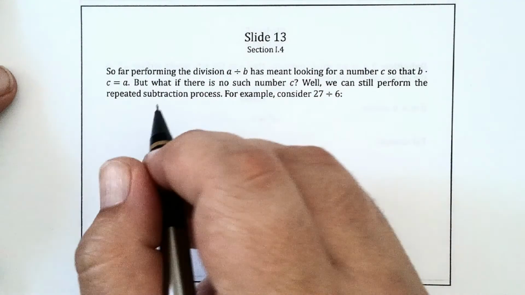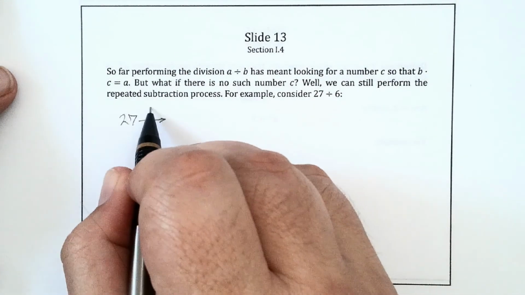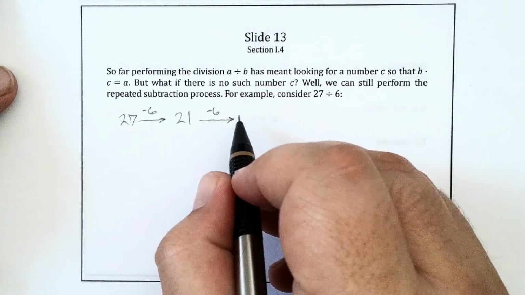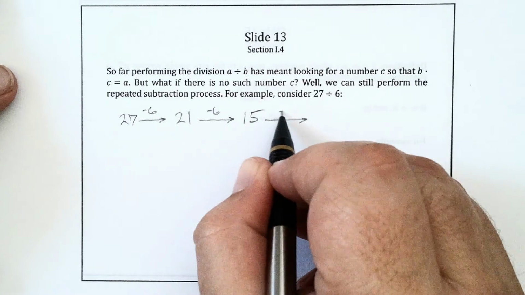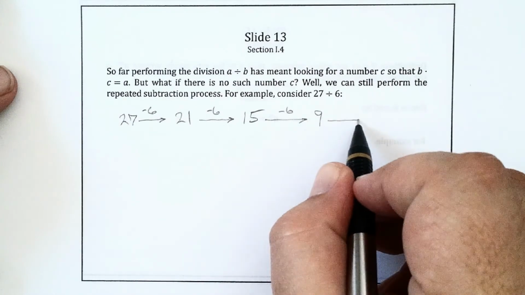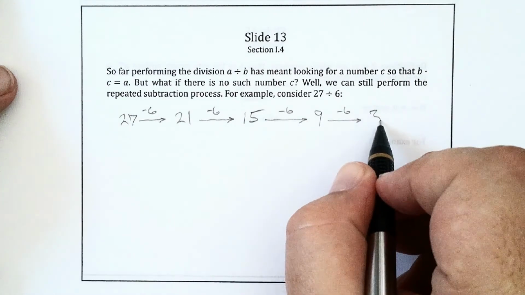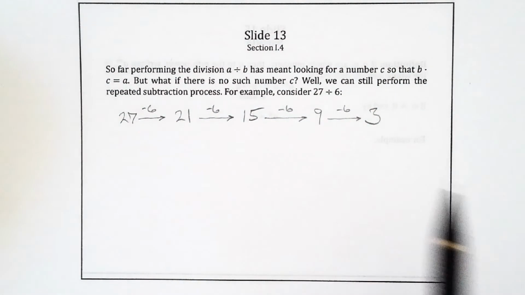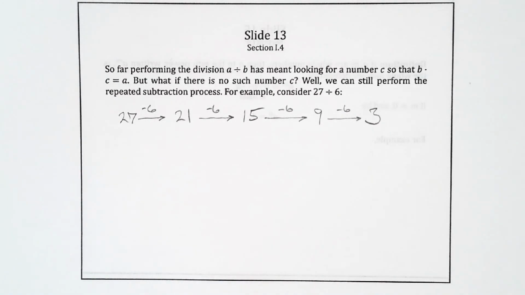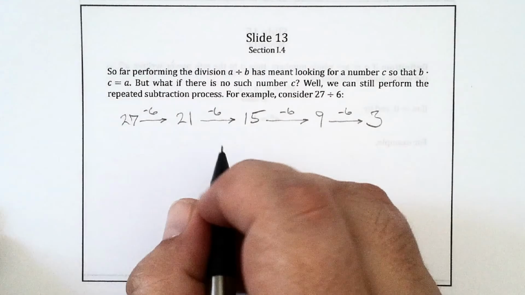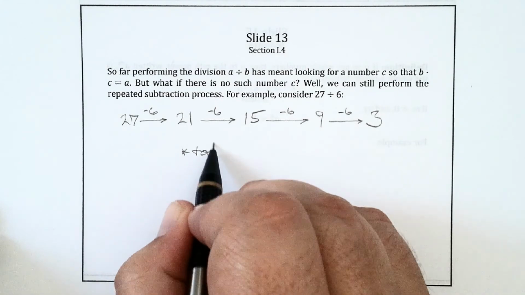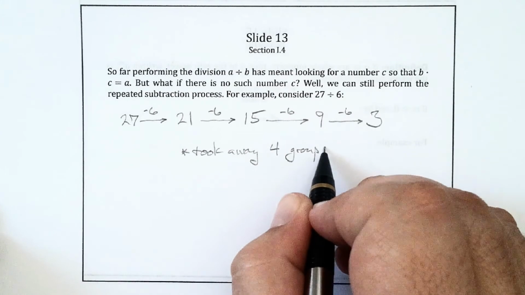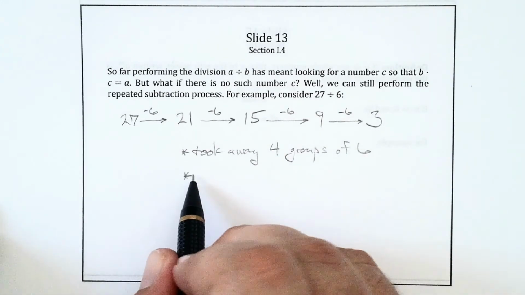So we start with 27, we subtract 6, we get 21, subtract 6, we get 15, subtract 6, we get 9, subtract 6, and we get 3. And we can't take away any more 6s, so we have to stop there. We didn't get down to 0, but we could still say that we took away 4 groups of 6, and there were 3 left over.